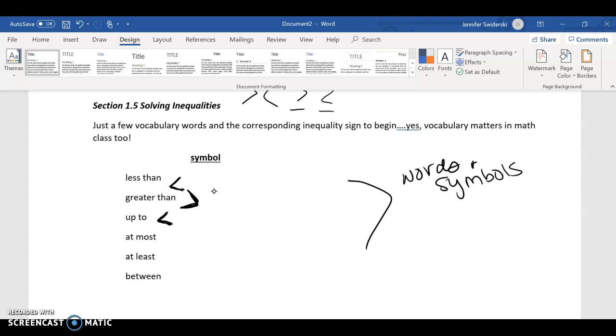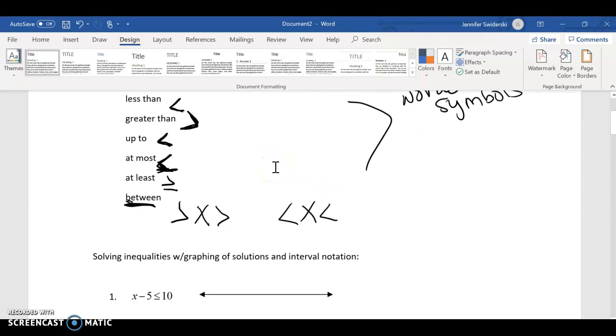All right. At most, if I say, hey, I will let you borrow at most $100, that's less than or equal to, because I'll let you have that 100. Right? Less than or equal to. If you have at least 2 siblings, that means you can have greater than or equal to. In between. So if I say you can have between 3 and 5 M&Ms, it would be 3 less than x and x less than 5. As long as your symbols are going the same way, that indicates a number can be between two symbols. All right, so between is using that.